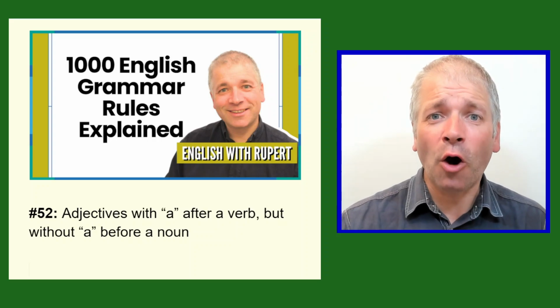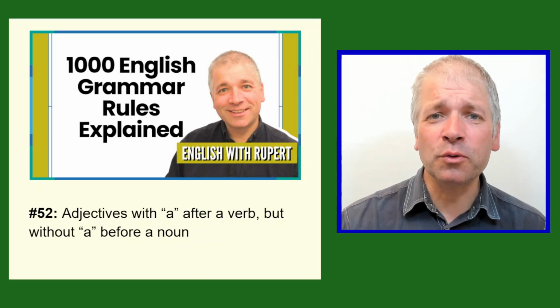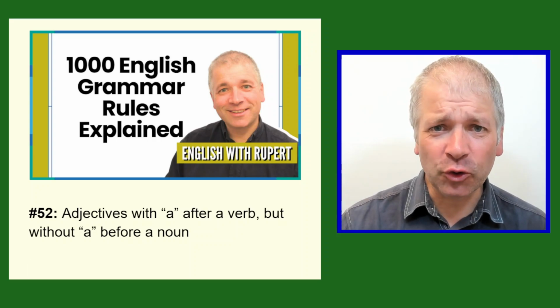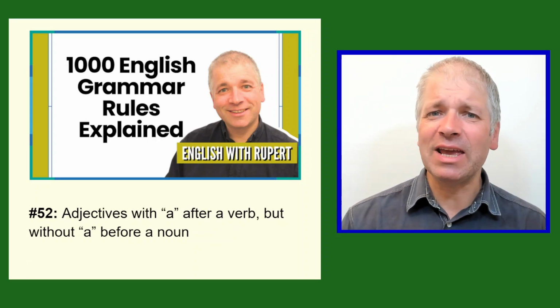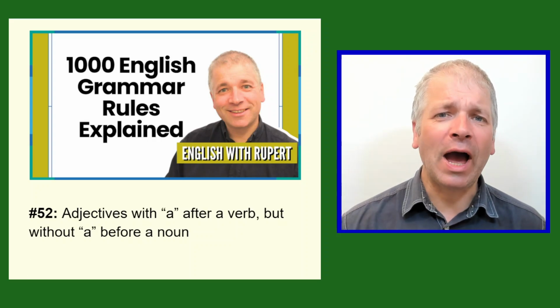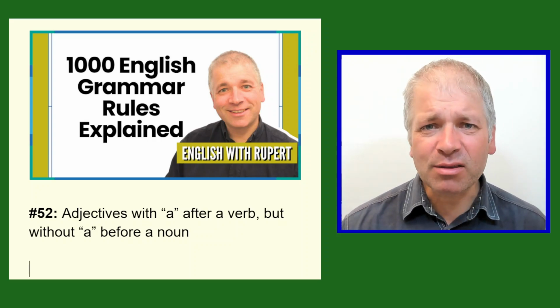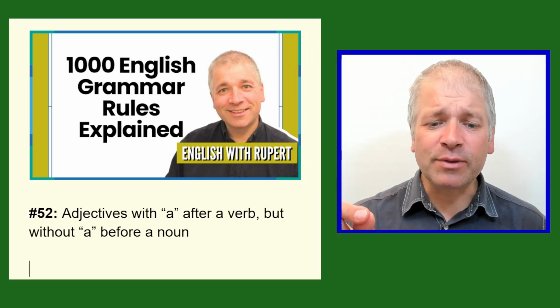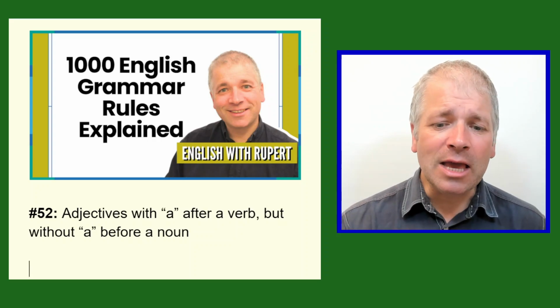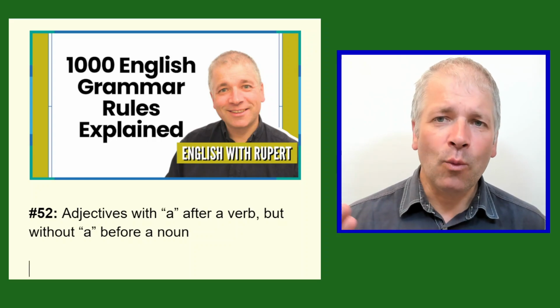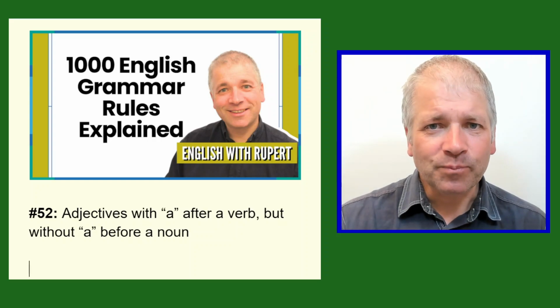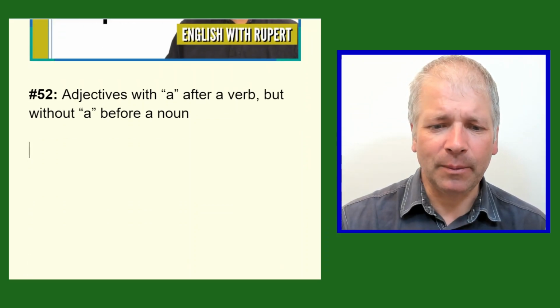In this lesson of 1000 English Grammar Rules Explained, lesson 52, we're looking again at advanced adjectives. And one very interesting feature of adjectives in English is that there are some adjectives that start with an A when they come after a verb, but they lose the A when they go before the noun. Let's look at a couple of them here.